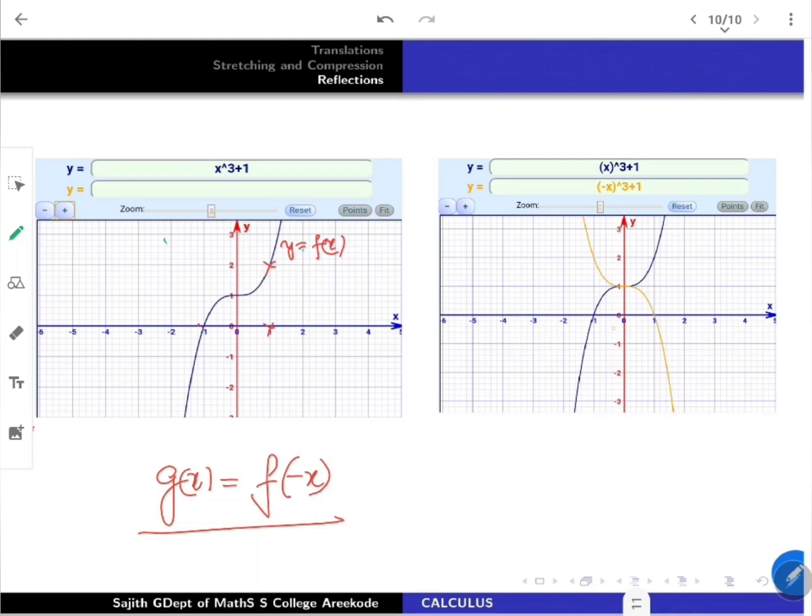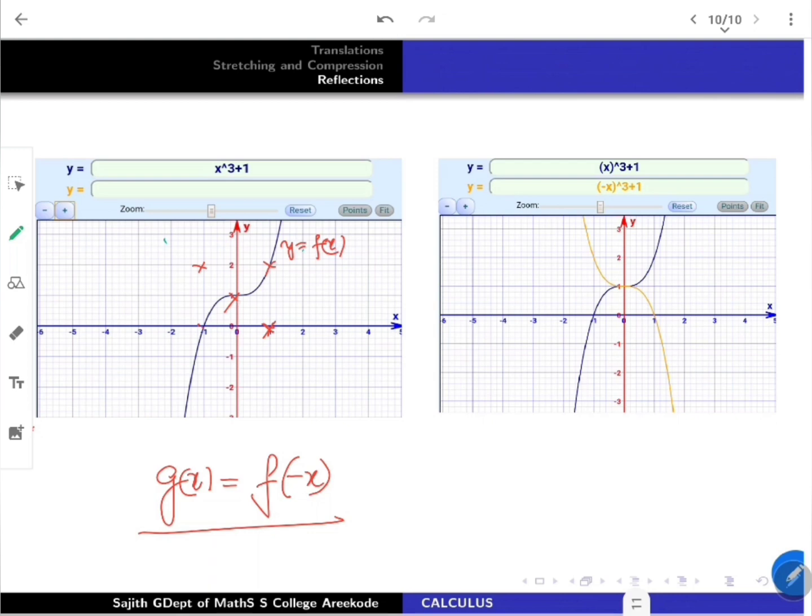So the entire graph is going to get a reflection like that. At 1, I'm going to get my value 0 because the f value is here. Now at 0, once again I'm going to get here. Now if I'm looking at minus 1, to get the value for g of x, I have to look at what happens to the f value at 1. So the f value at 1 is here. So I have to plot it here. So it will come around here.